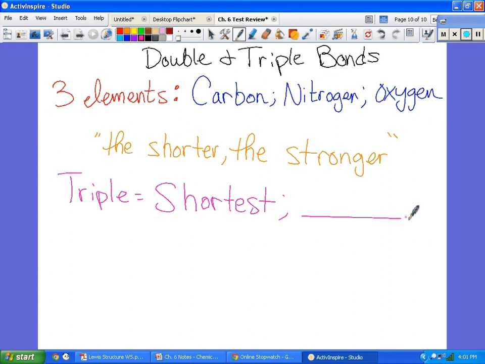Okay? So, in essence, what could you say? The triple is the shortest, so it is the hardest. Most energy required to break, therefore it is the strongest. I was pulling for hardest. Why? Because if it's shorter, it's harder to break.